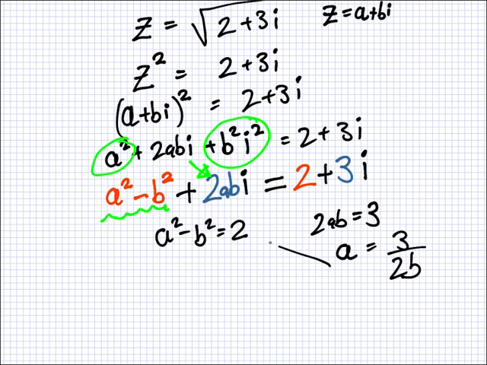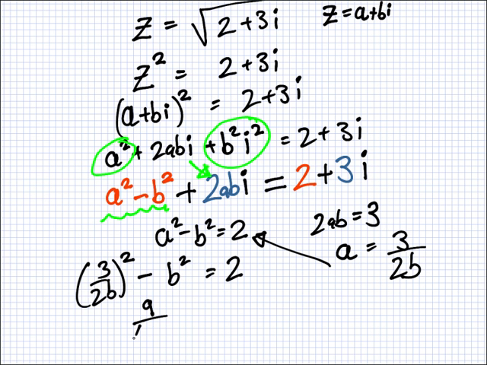And I can sub that in here. So I get a, which is 3 over 2b, squared, minus b squared, that should equal 2. So that's 9 over 4b squared minus b squared equals 2. Okay, now what do I do next? Multiply by 4b squared.